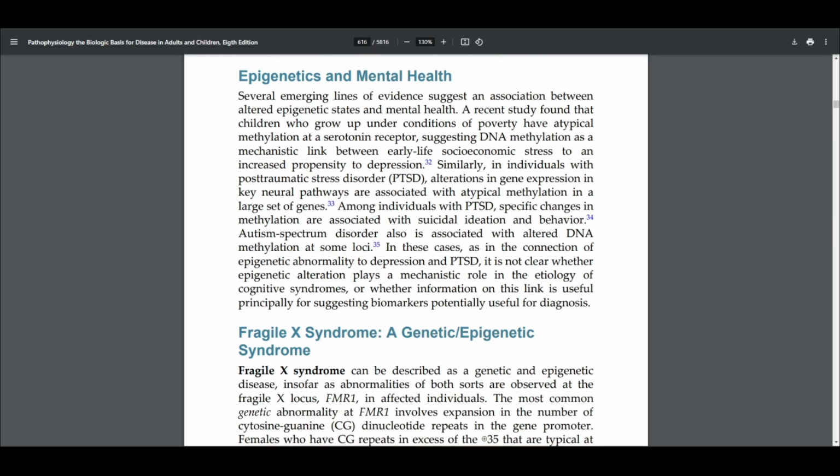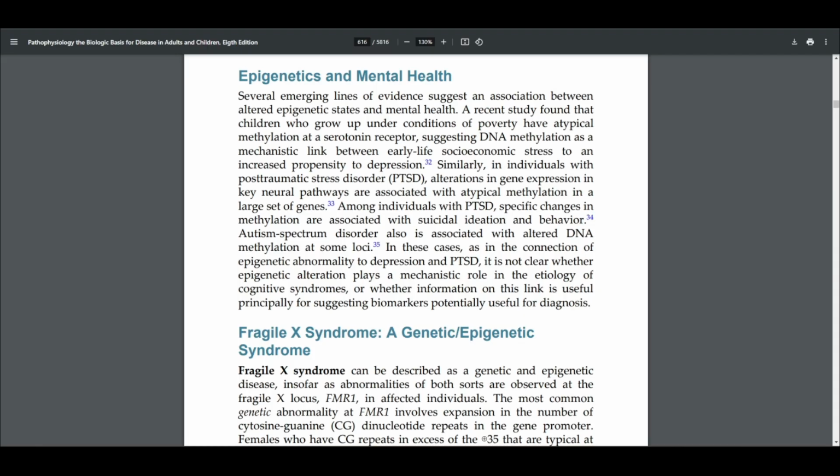Epigenetics and mental health. Several emerging lines of evidence suggest an association between altered epigenetic states and mental health. A recent study found that children who grew up under conditions of poverty have atypical methylation at a serotonin receptor, suggesting DNA methylation as a mechanistic link between early life socioeconomic stress and an increased propensity to depression.